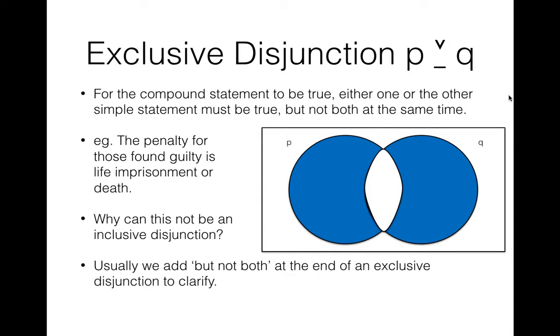Now we've got some examples of exclusive disjunctions. In this case, for the compound statement to be true, it must be that either one simple statement is true or the other one is. It cannot be both at the same time. So consider this compound statement. The penalty for those found guilty is life imprisonment or death. Why can't this be inclusive?